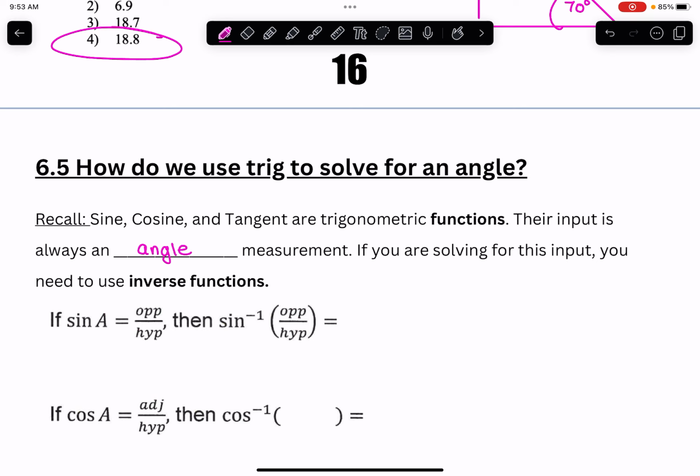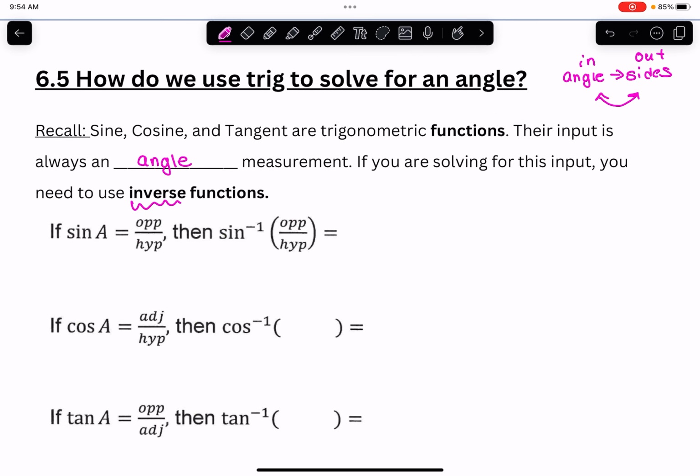Now, if we're solving for the angle, we're usually going from angle to sides, in and out. If they ask you to solve for an angle, you're basically flipping this. You're doing the opposite. And when we do the opposite, that is what we call an inverse function. So before, we would have said, okay, the sine of A, which is an angle, gives us sides. But now if you're given sides and you do the inverse, you will get the angle back.